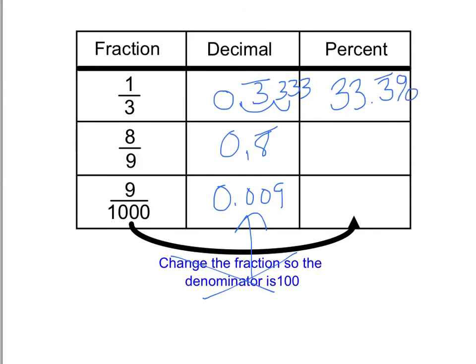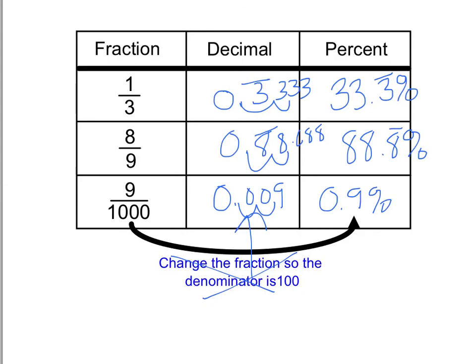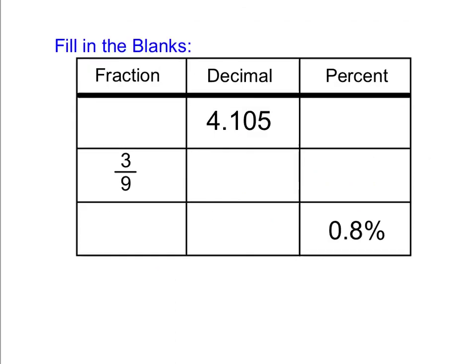So the 8, again, we move it 2 places. That has to fill with an 8, and we know that it continues with 8s after the decimal point. So we're going to write it as 88.8 repeating percent. And the last one, when I move it over 2 places, I still have a decimal point, but it's pretty simple. All right, give these a try.